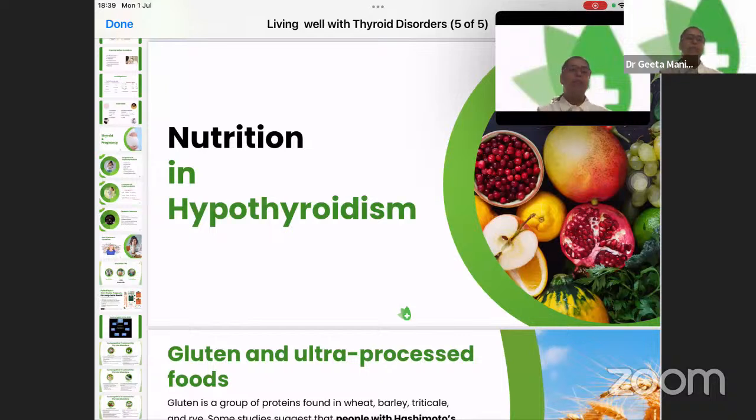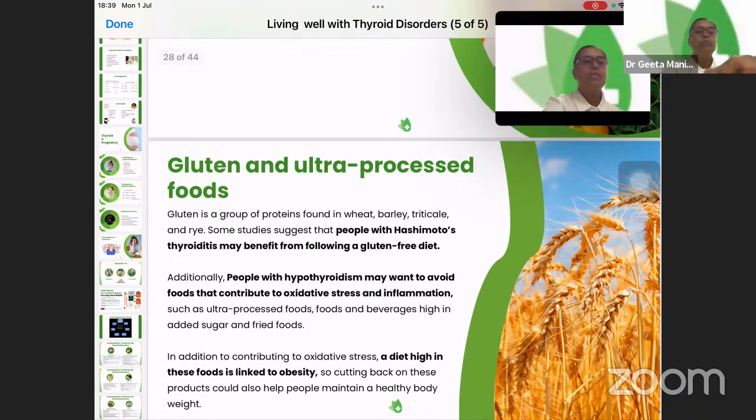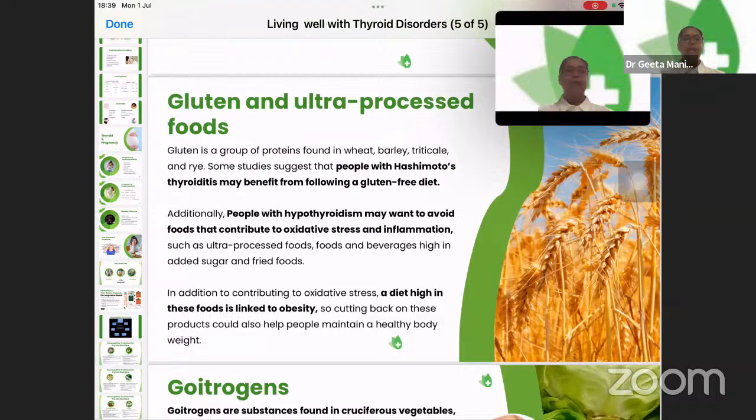Nutrition and hypothyroidism. Usually, a diet free of gluten and ultra-processed foods helps patients with hypothyroidism. Gluten is a group of proteins found in wheat, barley, triticale, and rye. Some studies suggest that people with Hashimoto's thyroiditis may benefit from following a gluten-free diet. This is not necessarily proved, and you cannot say that everybody with hypothyroidism will be helped with a gluten-free diet, but you can definitely try it.